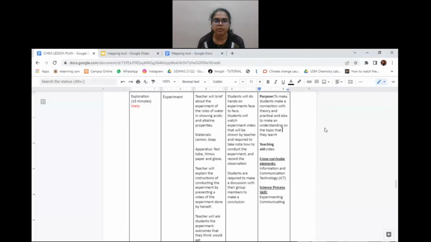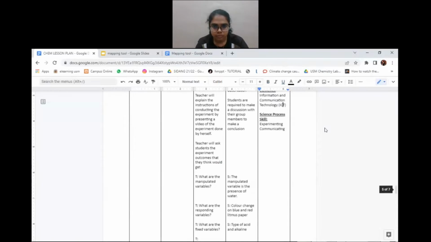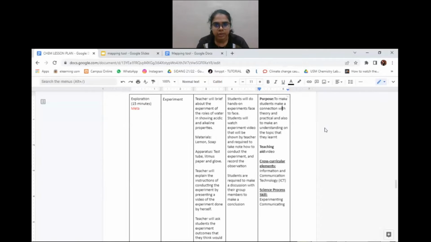For exploration, we plan to do an experiment. The teacher will briefly explain the experiment on the role of water in showing acidic and alkaline properties. The materials used are lemon, soap, apparatus, test tube, litmus paper, and gloves. The teacher will explain the instructions for conducting the experiment by presenting a video of the experiment done by herself. The teacher will ask students the experiment outcomes and what they get, like the manipulated variable, responding variable, fixed variable, and also the observation.